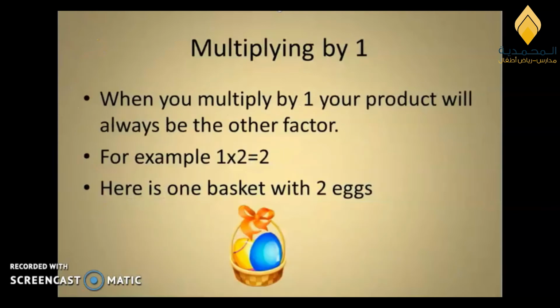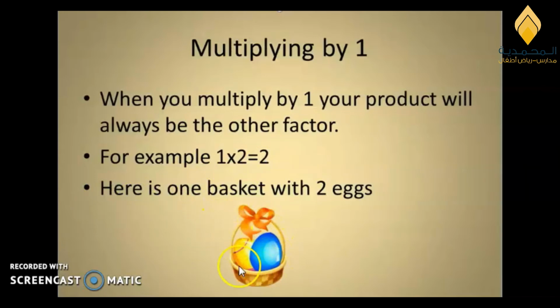Multiplying by 1. When you multiply by 1, your product will always be the other factor. Factor means number, okay? For example, 1 multiplied by 2 equals 2, or 1 times 2 equals 2. How does it come? Look, here's one basket with 2 eggs.